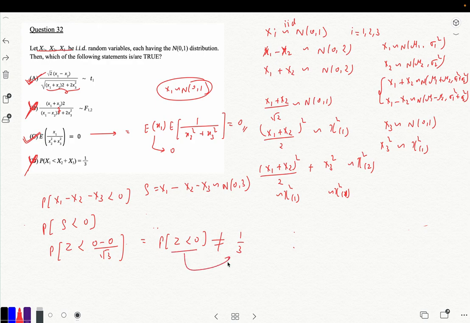Got it? So that's the wrap of question number 32. Our options A and C are correct options. In this question you should know the properties of the distributions, how one is interlinked with another. So this lecture is about question number 32 and 31.